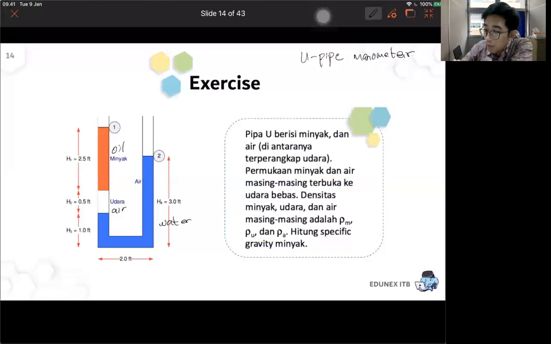Now I note this point A, this is B, this is C, this is D, E, F, G, and this one is H. Okay. From this figure, can you mention which two points have the same pressure? Dari gambar ini, Anda bisa menyebutkan nggak? Dua titik mana yang punya tekanan sama?